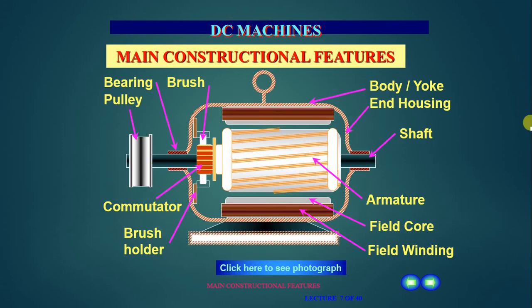Look at this figure. This figure illustrates the sectional view of a DC machine. It has an outer body which is also called the yoke, and you have end housings on both ends that have bearings. These red shaded regions are the bearings. In the bearings you have the shaft. Why bearings? They reduce the kinetic friction.